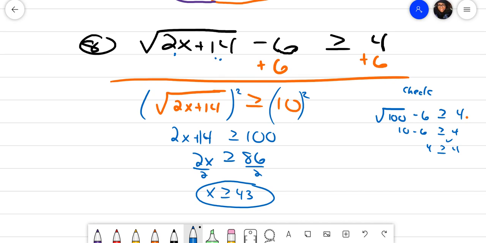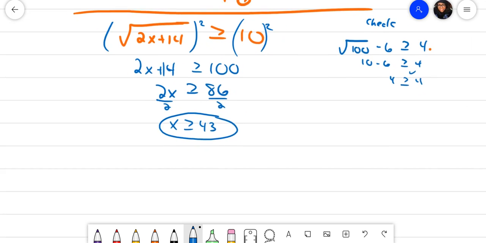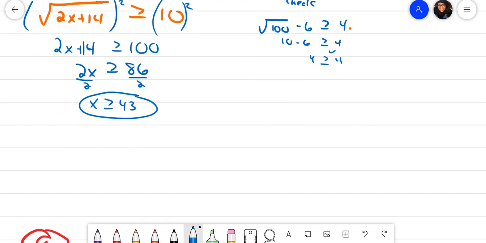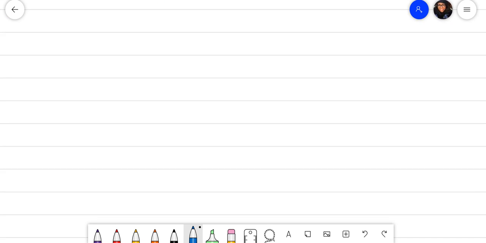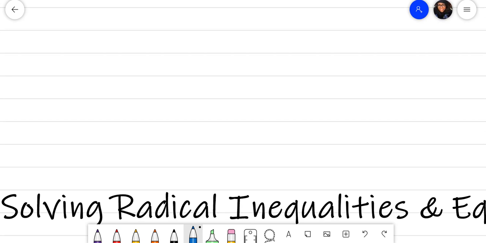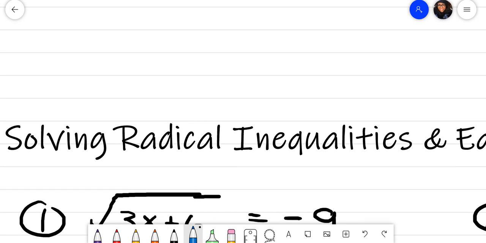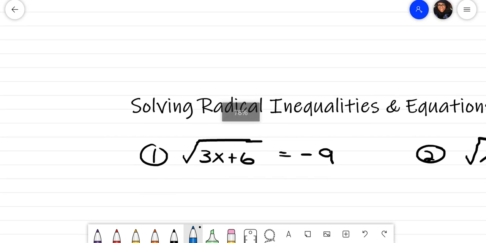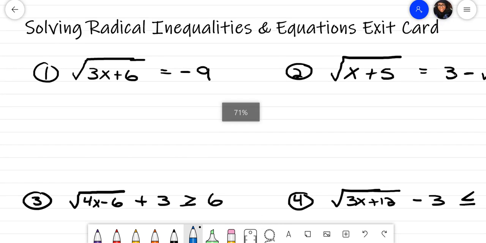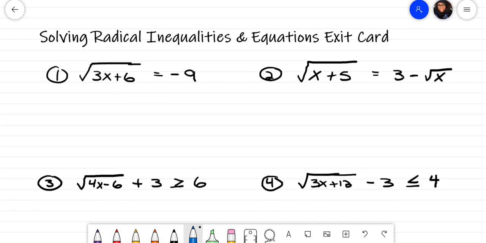All right. I'll show you guys the exit card. The answer for that will be on the notes from today. Here is the exit card. If you guys want to get started on this, there are 2 equations and 2 inequalities. So you guys are good to go.